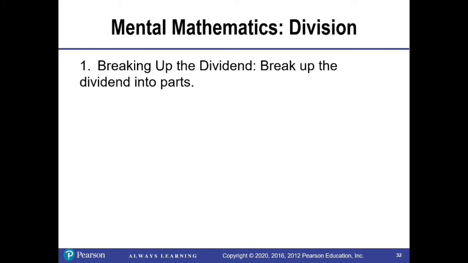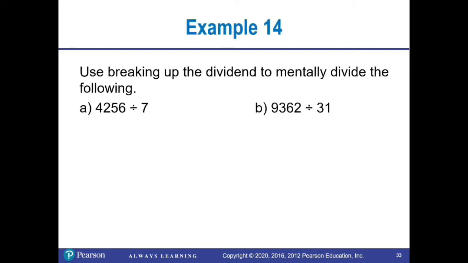So we break the dividend into parts that we can divide. So here I have 4,256 divided by 7. Well, when I think about it, I know that 7 will go into 4,200 and 7 will also go into 56. So you'll notice I broke up the dividend into 4,200 plus 56.